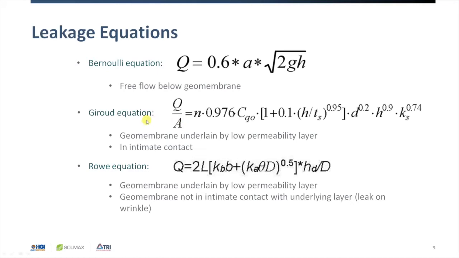Then we have the Giroud equation for a geomembrane underlain by a low permeability layer, such as compacted clay or a GCL. However, you can only use this equation if you have pretty good contact with the underlying layer. If you have any kind of wrinkle or subgrade rut, you need to be using the Rowe equation. The Rowe equation is for geomembranes underlain by a low permeability layer, but where the geomembrane is not in intimate contact with the underlying layer, also known as located on a wrinkle.